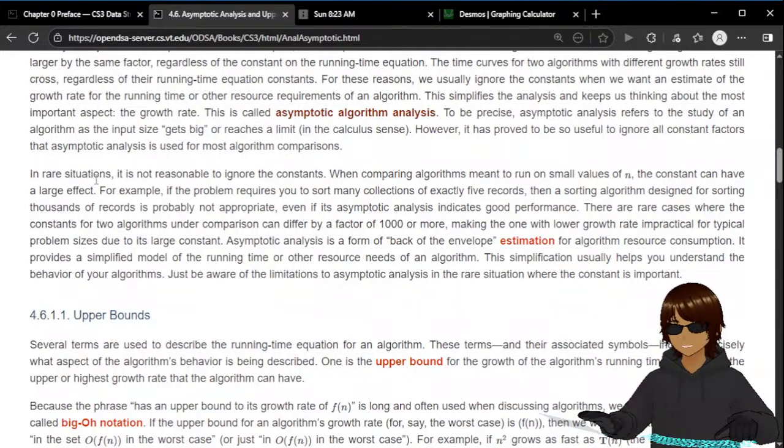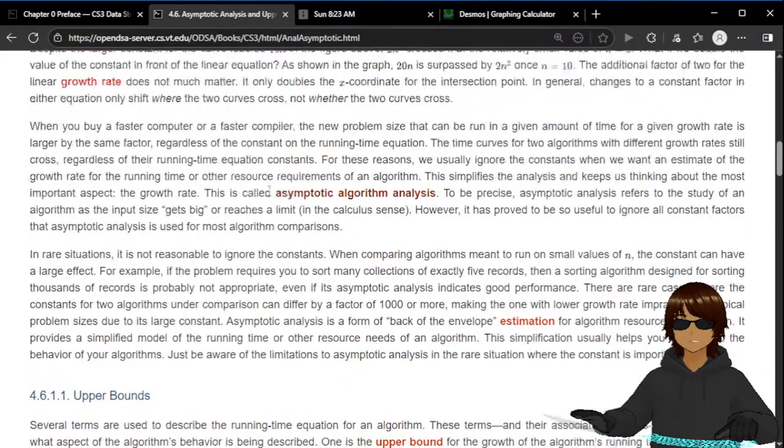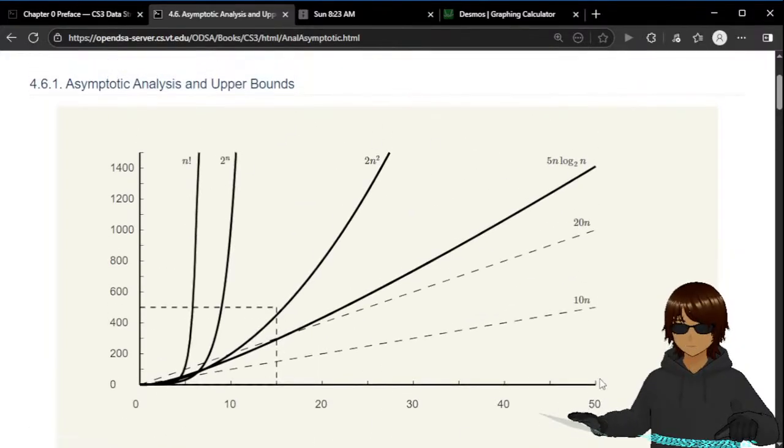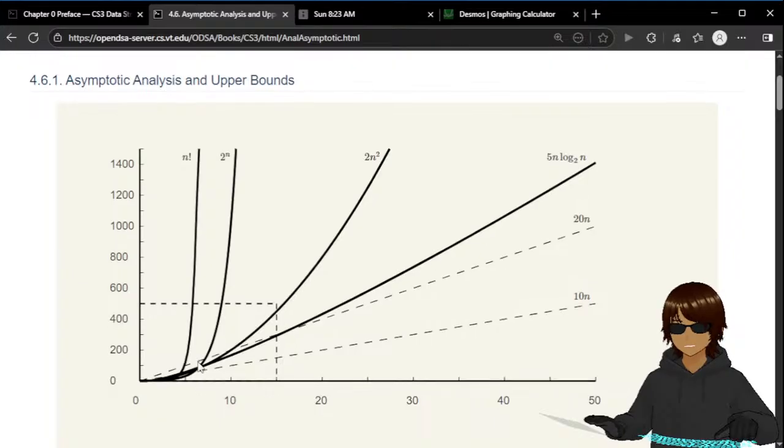In rare situations, it is not reasonable to ignore the constants. In comparing algorithms meant to run on small values of n, the constants can have a large effect. For very large values, it doesn't matter. But for small values, it would, right?